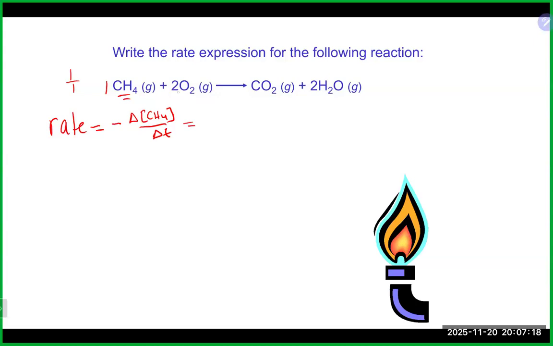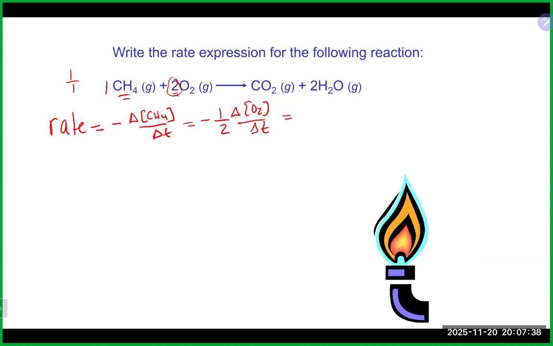That would equal our second guy, which is negative because it's a reactant. It does have a coefficient of 2, so we'll do 1 over our coefficient. And again, that's going to take care of all the stoichiometry part of it, the change in the concentration of O2 over the change in time.